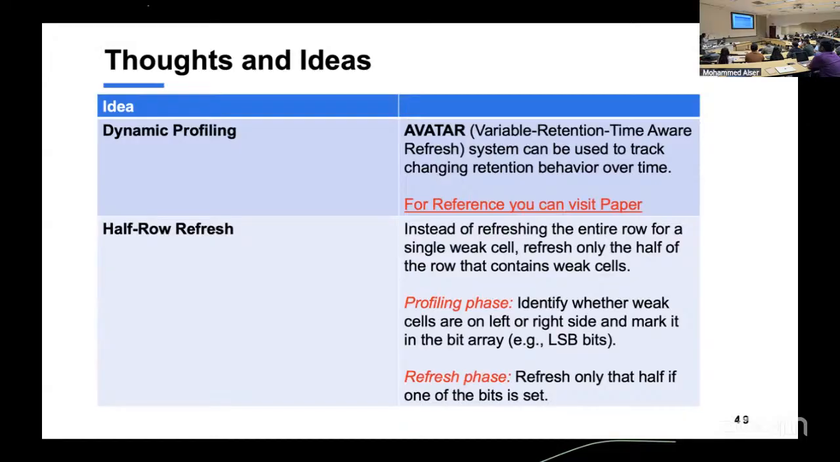By this idea we are dividing the row into two parts, left and right. If both the bits are from the left side, we are going to refresh only the left one. If both the bits are from the right side, we are going to refresh only the right side. If one is from the left and one from the right, our idea is to refresh the complete row. We can minimize some of the refreshes by doing this. It's just an idea. There's no practical implementation yet.